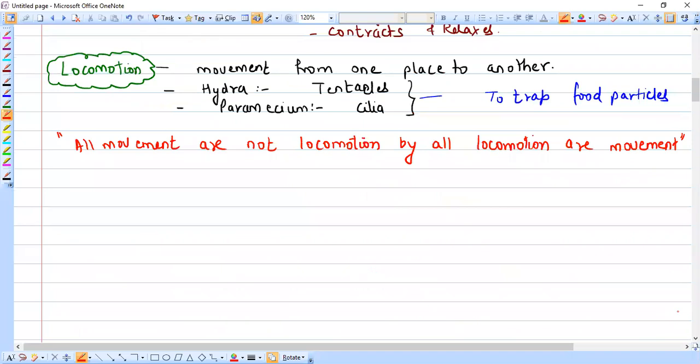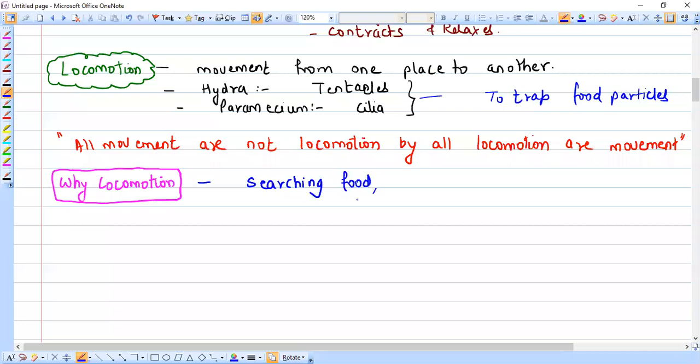Now the question comes here. Next is why. Why means why locomotion is required. Why does any animal have to move from one place to another? Forget animals. The question is why we move from one place to another. So this becomes our next question: why is locomotion required? The very first reason I can say is that locomotion is required for searching food. We cannot prepare our own food like plants. So we need to move from one place to another in search of food. This is the first reason.